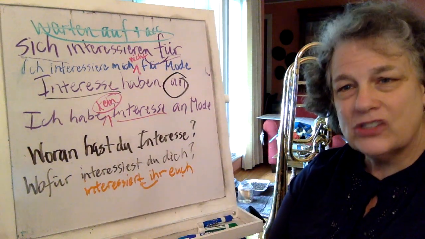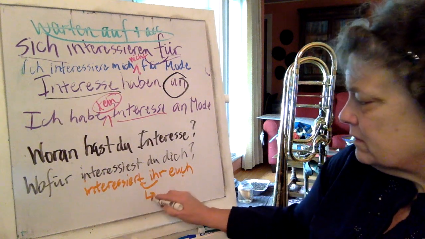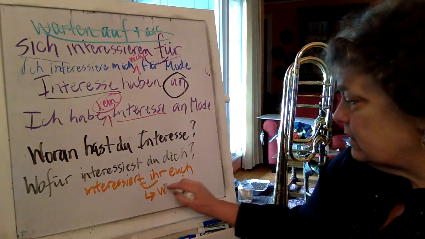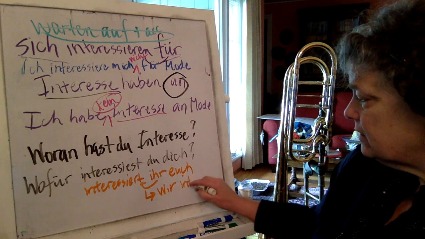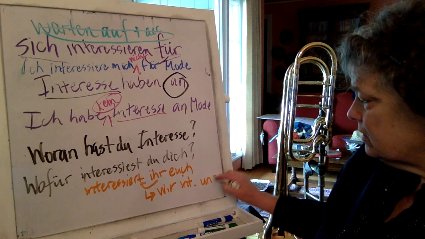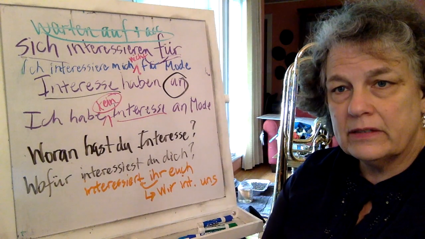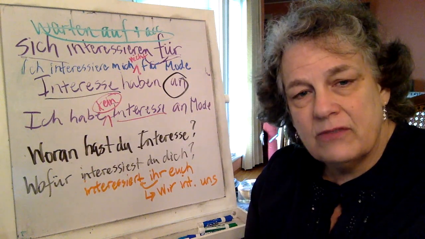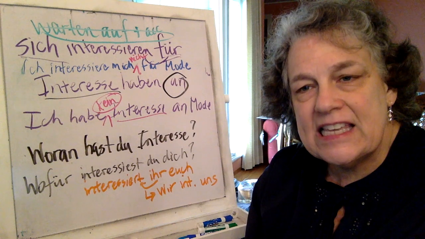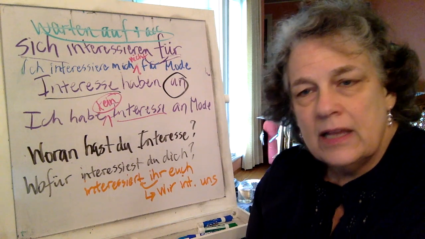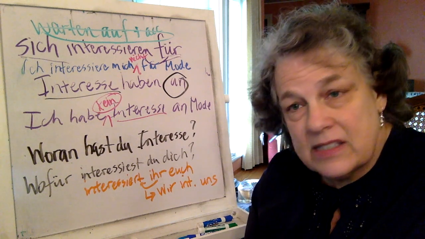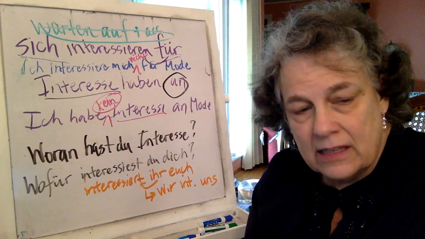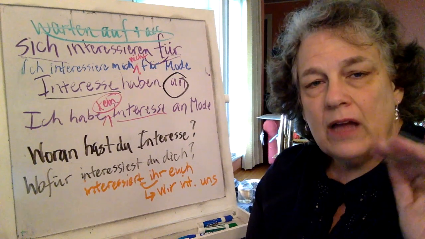And what is the answer to an ihr question? Wir interessieren uns. Right? If we want to talk about the class, the people on the other side of the class, wofür interessieren sie sich? What are they interested in? The answer to a sie question is always a sie. Sie interessieren sich.